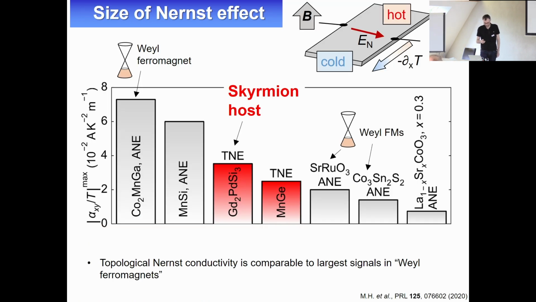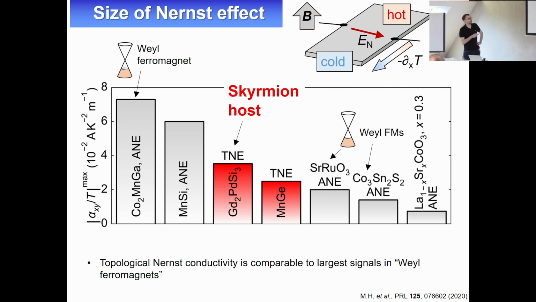And the point here is that in the skyrmion lattice, the Nernst signal actually turned out to be extremely large in this Gd2PdSi3 compound. This was published about 2 years ago. So here we compare the signal to these very well-studied ferromagnetic Weyl systems that, for example, Claudia Felser has worked on a lot. For example, Co2MnGa has a very large Nernst response that was advertised as a technologically relevant property of this new type of ferromagnet.